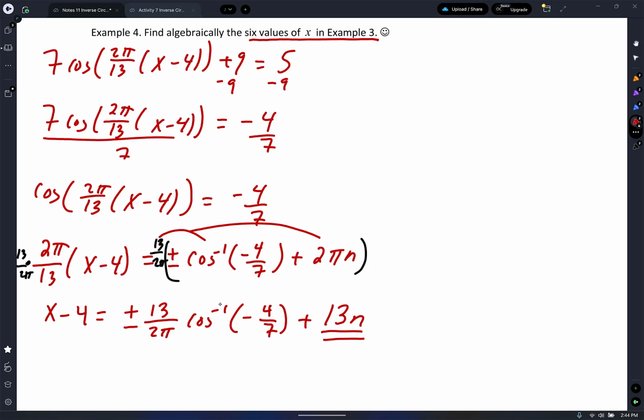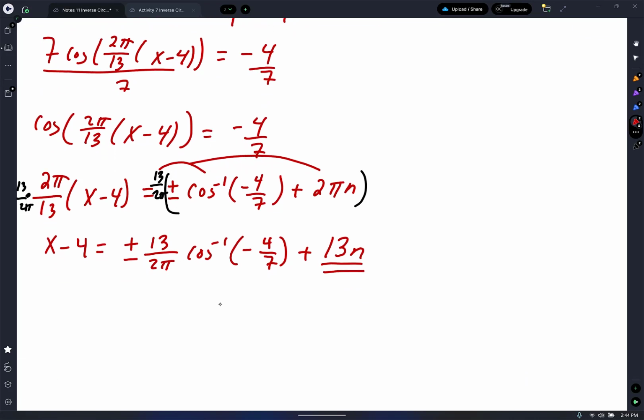Yeah, it's because remember, it's arc. You can't put it in the front of that because then it looks like 13 over 2 pi plus minus arc cosine. It's a product. You're multiplying. So that's why you have to put it in the front of the arc cosine. Cool or not cool?